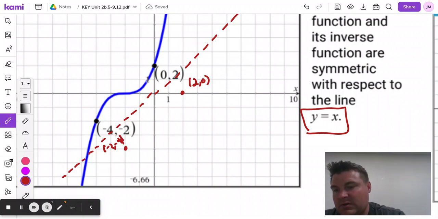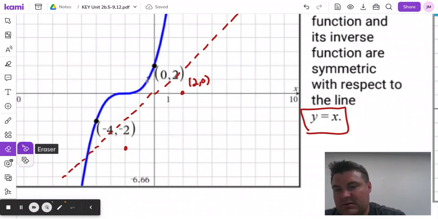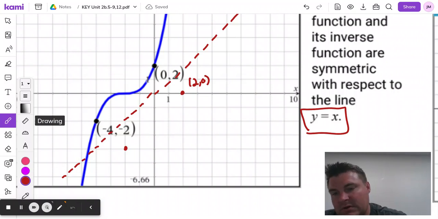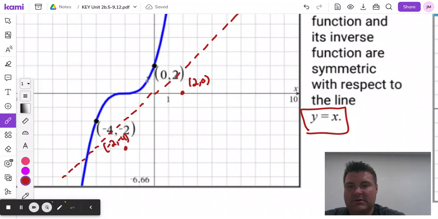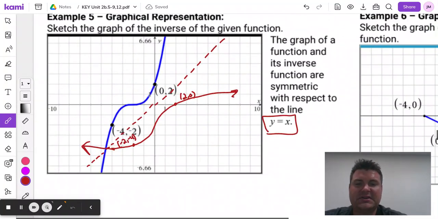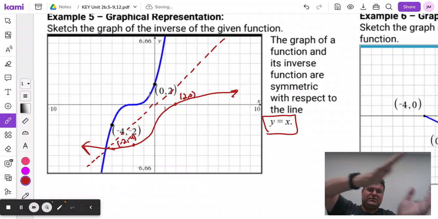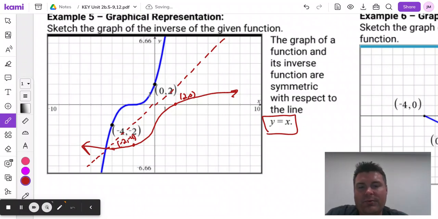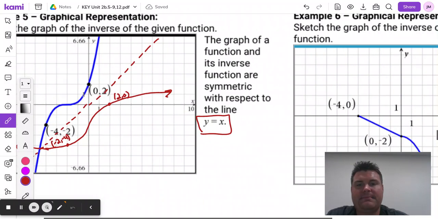Boy, let me try that again. (-2, -4). Okay, so this graph looks something kind of sort of like this. Now, my graph doesn't match this perfectly, but you get the idea how the blue and the red can just fold over the line y equals x. Okay.